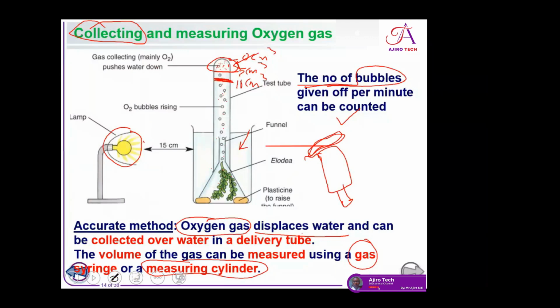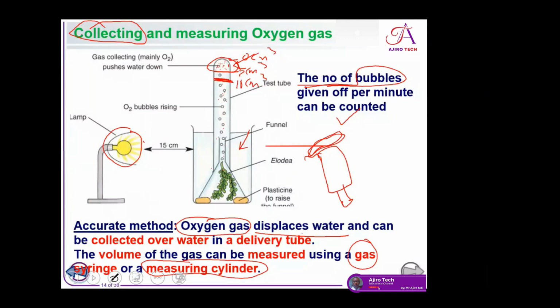One bubble can merge together with another bigger bubble. So if they don't count that one, their results might not be accurate. Yeah. Sometimes the bubbles are not of the same sizes too. And you can omit certain bubbles. You may not have accurately counted all the bubbles given off. But if you collect the volume of gas, it's more accurate using a gas syringe, okay?